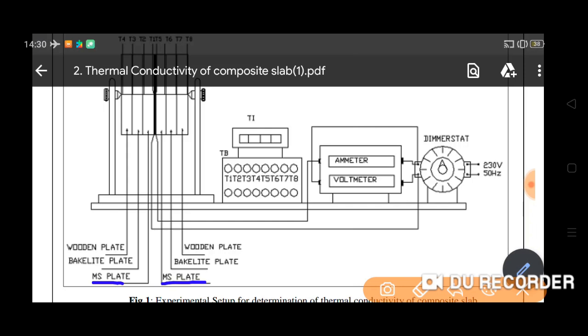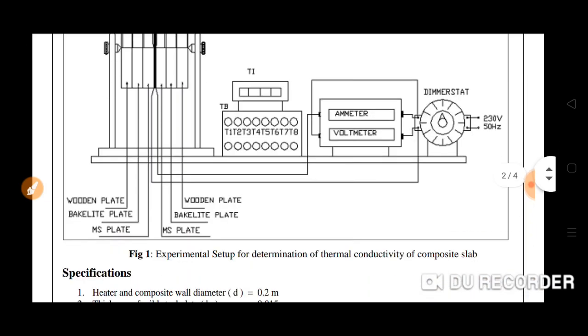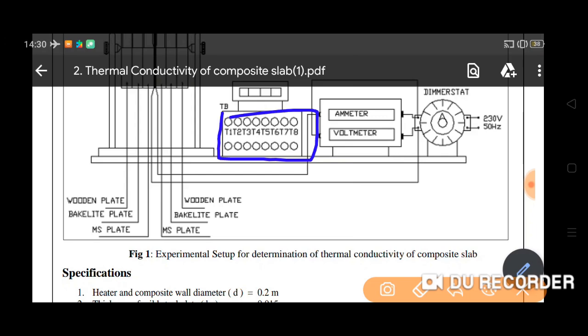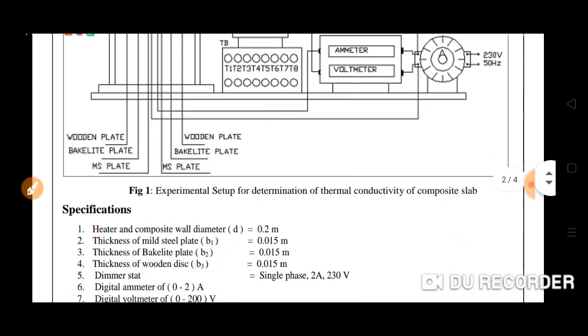After that, this is T2, and then this will be T6. After that the bakelite plate, and in between bakelite and wood T3 and T7. Again after wood, T4 and T8. So this is the symmetrical arrangement of your setup. Here this is your temperature junction, and you can observe the temperature on your temperature indicator. So this is about the setup.